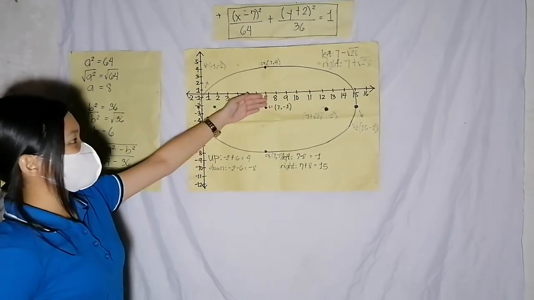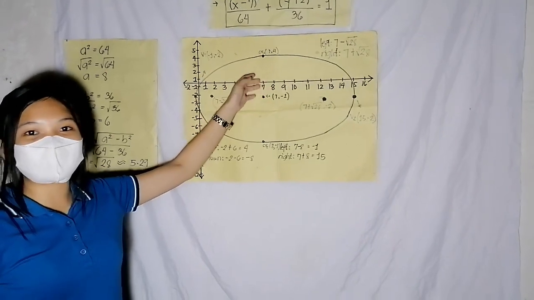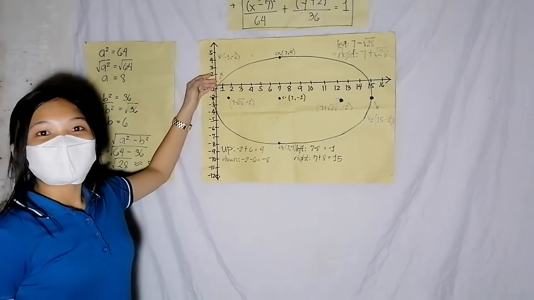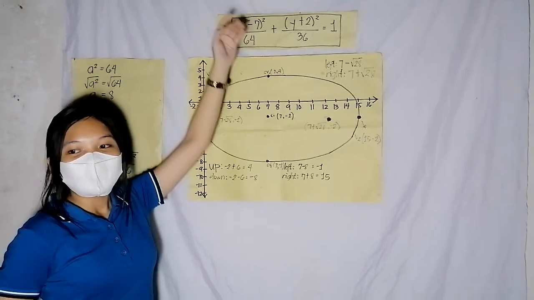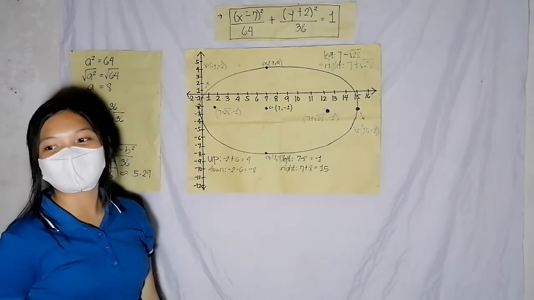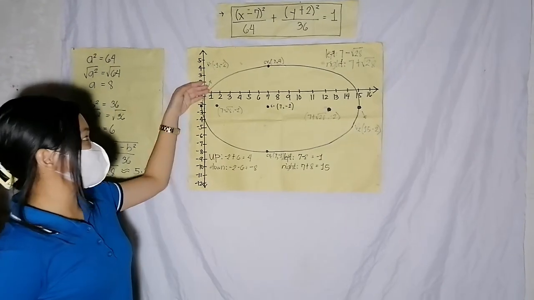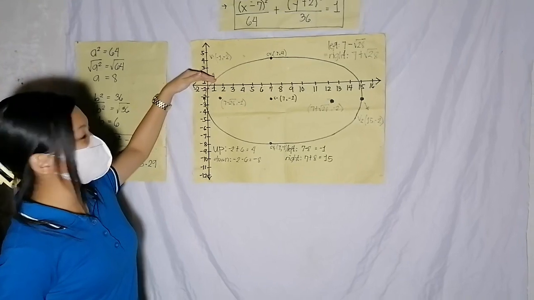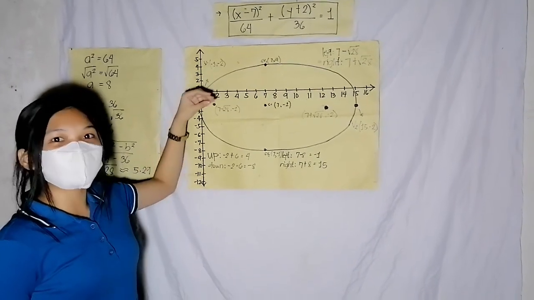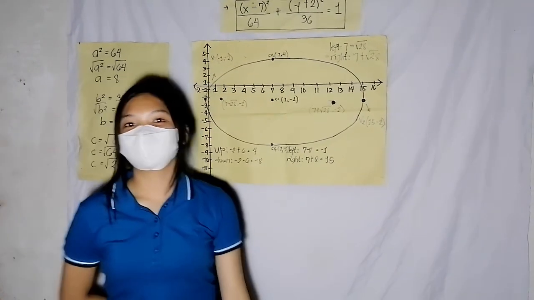Locate the center at 7 and negative 2, then proceed in finding the vertex. Since the larger number is located under the x variable, this is our horizontal ellipse, meaning that our vertex and focus lie on the x-axis. This also means that we will be moving right and left from the center.